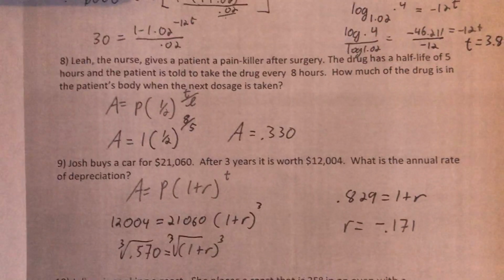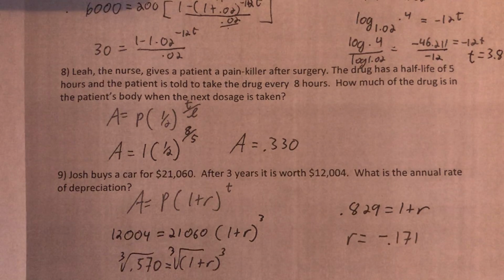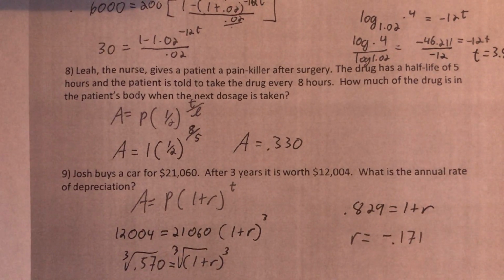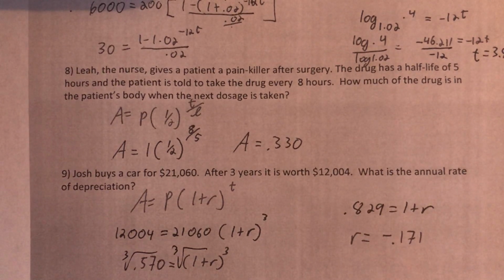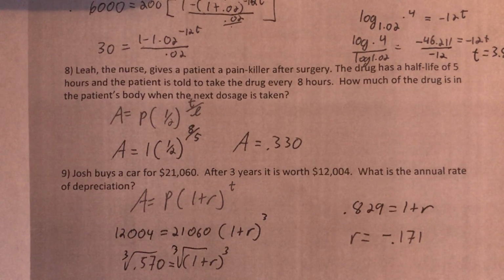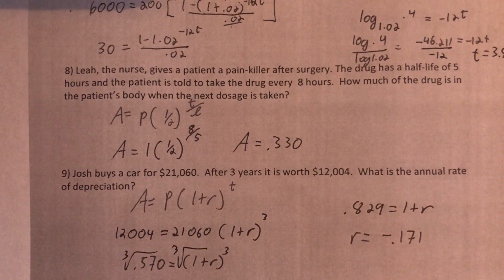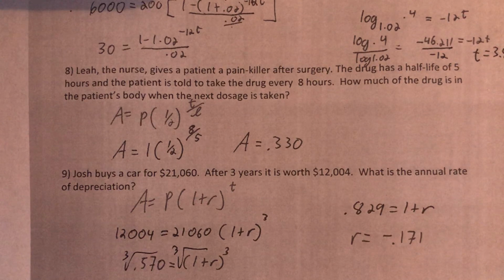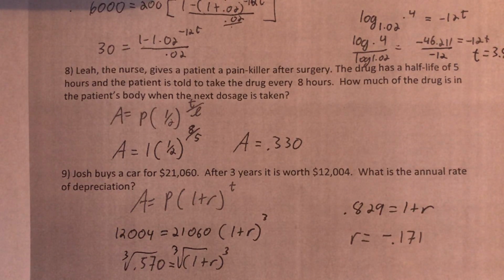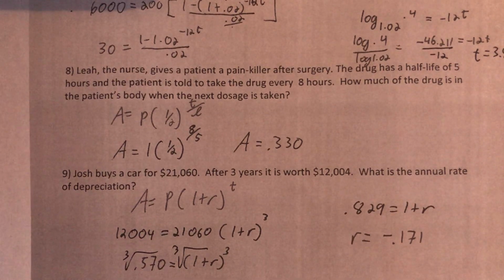All right. We have a nurse. The half-life of a drug is 5 hours, and the patient is told to take the drug every 8 hours. How much drug is left when the next dosage is taken? So, starting amount's 100%. 1/2 raised to the 8 is the time. 5 is the half-life. If you're going to plug that all in the calculator, I would put parentheses around the 8 divided by 5. Plug it all in and you get 0.33.